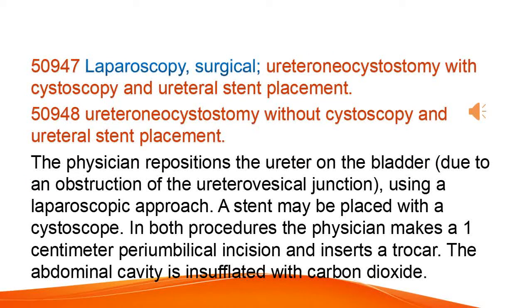Laparoscopy, surgical, ureterocystostomy with cystoscopy and ureteral stent placement. Ureterocystostomy without cystoscopy and ureteral stent placement. The physician repositions the ureter on the bladder, due to an obstruction of the ureterovesical junction, using a laparoscopic approach. A stent may be placed with a cystoscope. In both procedures the physician makes a 1 cm periumbilical incision and inserts a trocar. The abdominal cavity is insufflated with carbon dioxide.